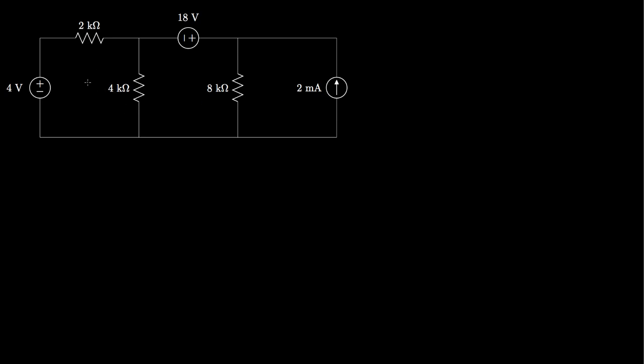Now, if we identify three mesh currents within this circuit, let's call this mesh current I1, we'll call this one I2, and we'll call this one I3. And then, of course, if we wanted the current that flows through this 4 kilo ohm resistor, from top to bottom, that would be I1 minus I2. The current that flows from bottom to top through this 8 kilo ohm resistor would be I3 minus I2.